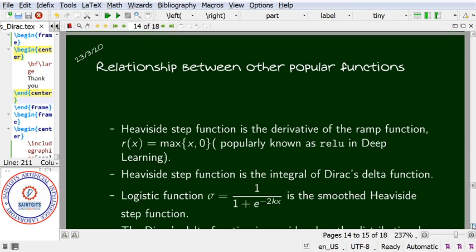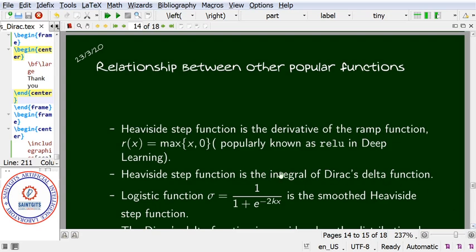Now we discuss the relationship between other popular functions. It is very much interesting. Even in the advanced topics, even in applications of mathematics and engineering, that is artificial intelligence and machine learning, we extensively make use of some versions of these special functions, in terms of their applicability.